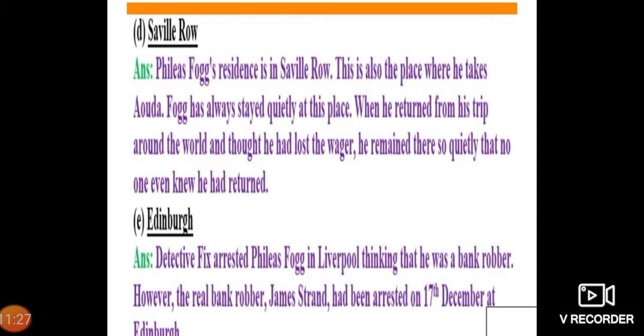Edinburgh. Detective Fix arrested Phileas Fogg in Liverpool thinking that he was a bank robber. However, the real bank robber James Strand had been arrested on 17 December at Edinburgh.